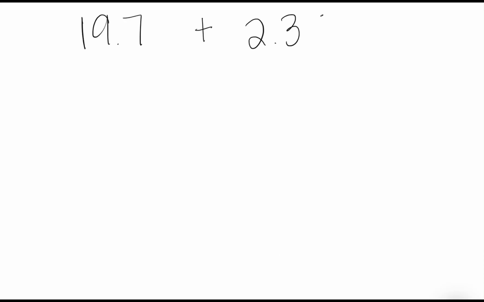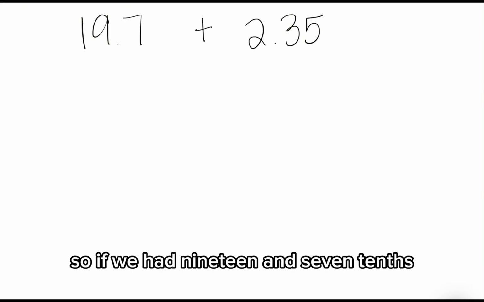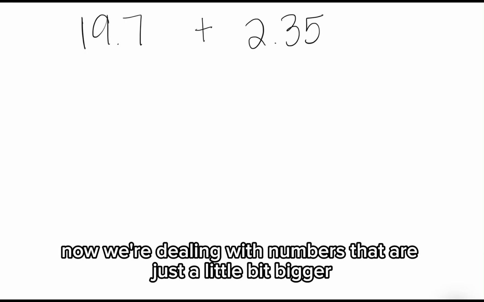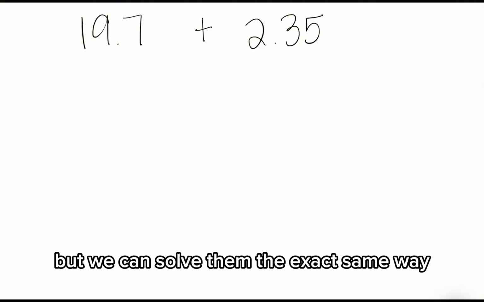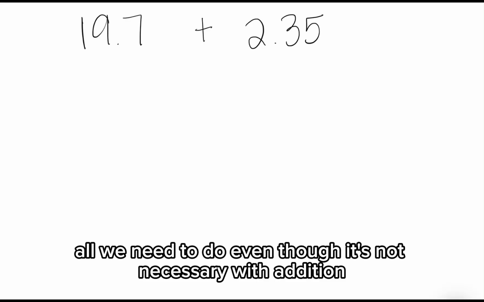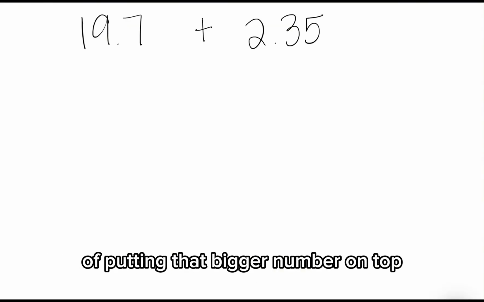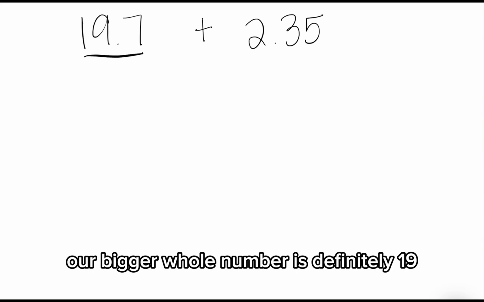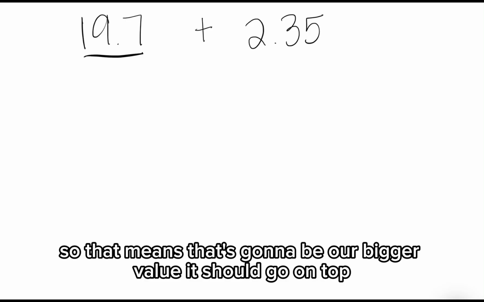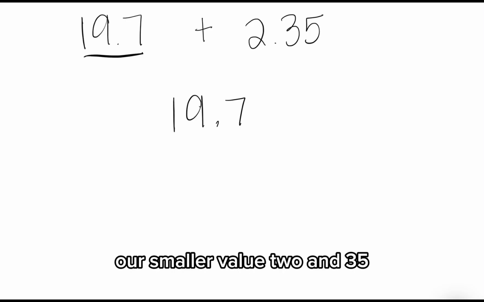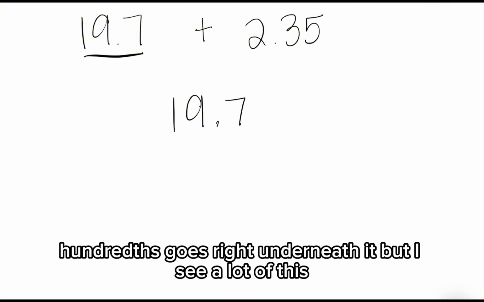The first one I'm going to give us is, so if we had 19 and 7/10 plus 2 and 35/100ths, now we're dealing with numbers that are just a little bit bigger. But we can solve them the exact same way. All we need to do, even though it's not necessary with addition, but we want to go ahead and be in the habit of putting that bigger number on top. Our bigger whole number is definitely 19. So that means that's going to be our bigger value. It should go on top. Our smaller value, 2 and 35/100ths, goes right underneath it.